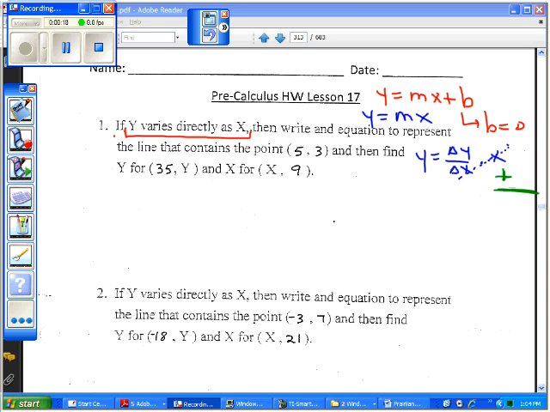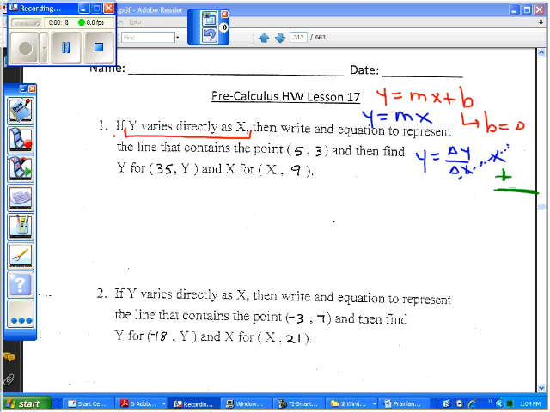Well, that's easy for us. We know how to deal with linear equations. It's just a linear equation where the y-intercept is known to be 0. All right, so then it says, number 1, if y varies directly as x, then write an equation to represent the line that contains the point 5,3.